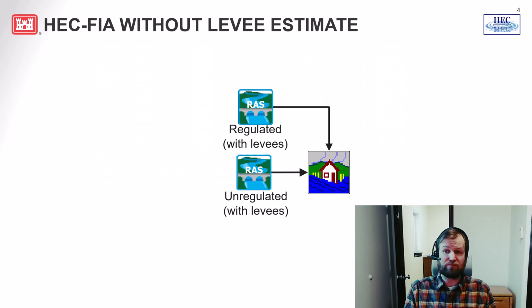Now, there are 2 main approaches to calculating flood damages reduced within FIA and SWMS. The first approach is to use an estimate that uses only the output from 2 HEC-RAS simulations, the regulated and unregulated simulations. So you see here with levees for both cases. So how do we calculate the without levee scenario?